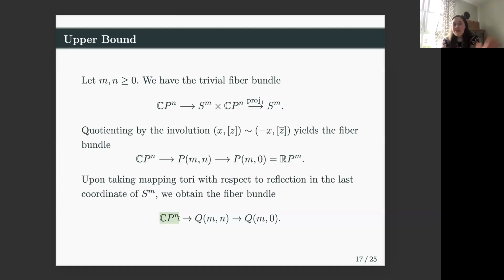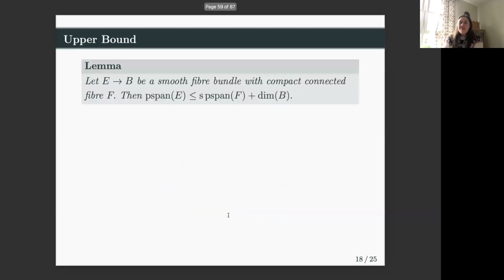So anyway, it doesn't matter the details, but this is just a nice fiber bundle where the total space is the manifold we care about. And we just apply this lemma. It's a very easy to prove lemma. It's just basic bundle theory. Let's just black box it for now. If you have a smooth fiber bundle, where the fiber has to be sufficiently good, then the projective span of the total space is bounded above by the stable projective span of the fiber plus the dimension of the base. Really easy thing to prove.